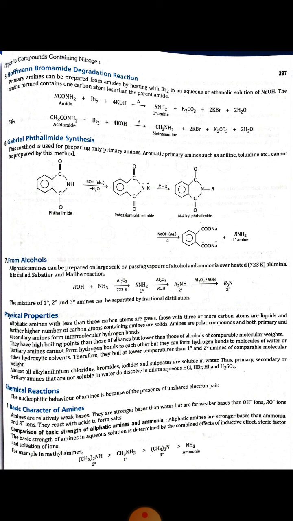Next comes the chemical reactions. The first topic in this is the basic character of amines. If we compare the basic strength amongst the amines, secondary amines are more basic than primary, then tertiary, then ammonia. As you know, aliphatic amines are stronger than ammonia. The basic strength of amines in aqueous solution is determined by the combined effect of inductive and steric factors and solvation of ions.